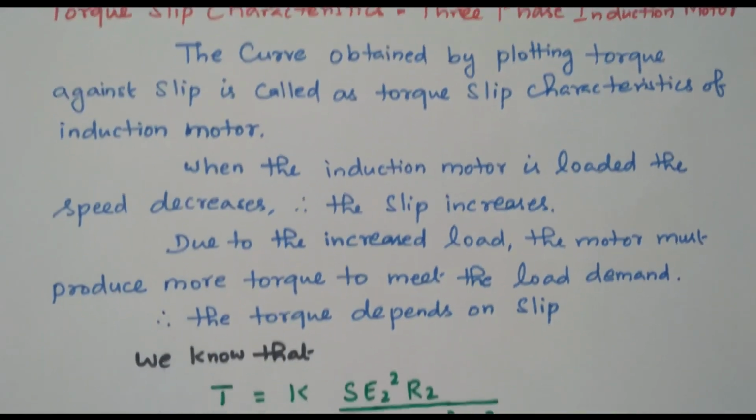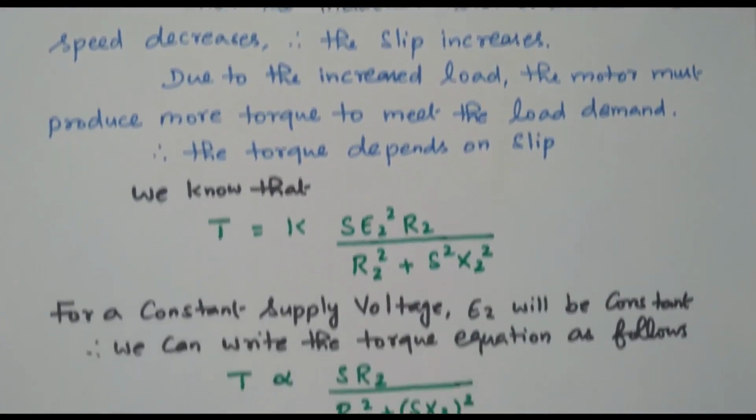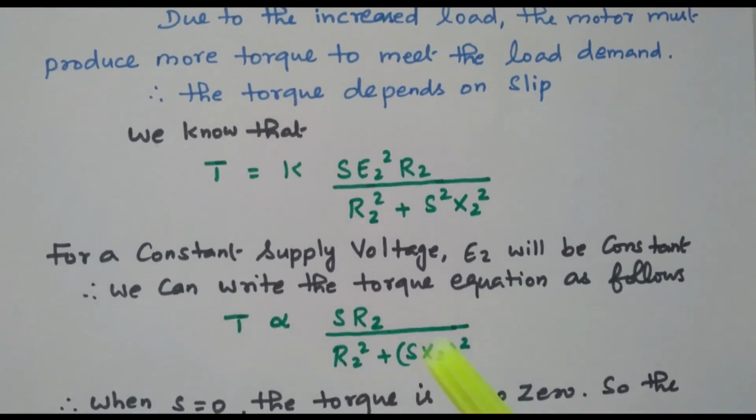So we know that the expression for torque is T equal to K into S E2 square R2 divided by R2 square plus S2 square X2 square. So, this is the expression for the torque. For a constant supply voltage, we can take E2 as constant.